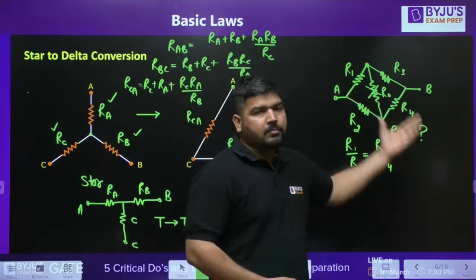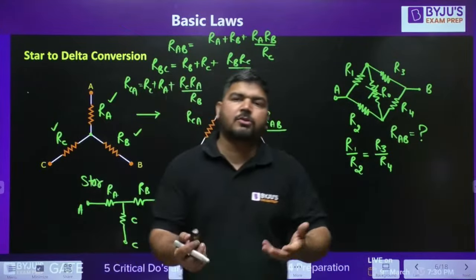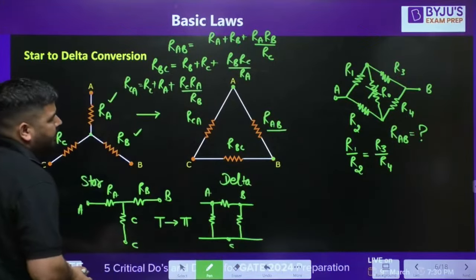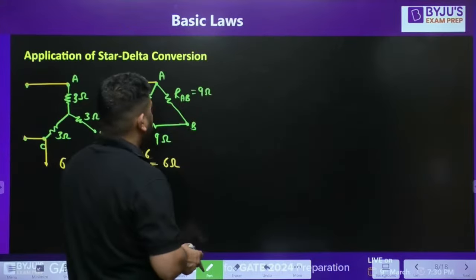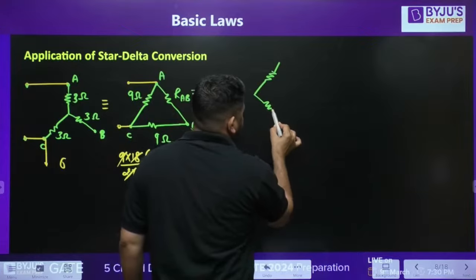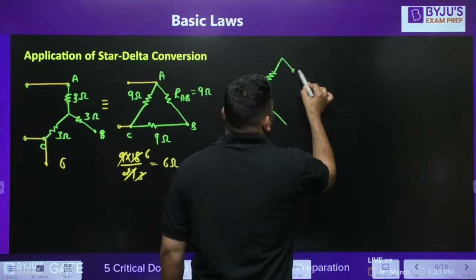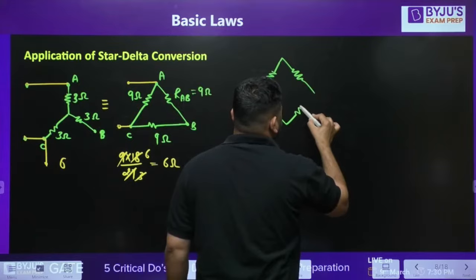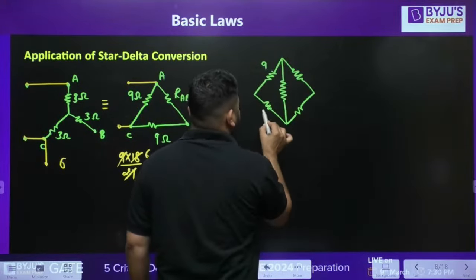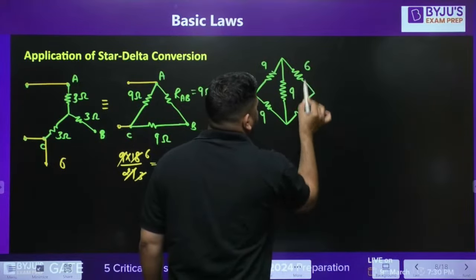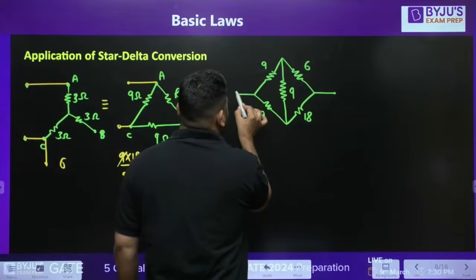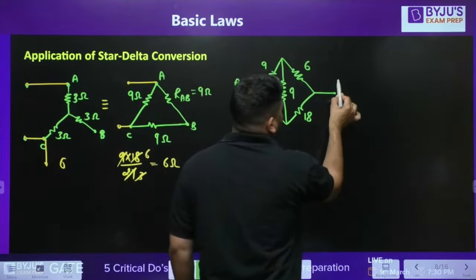Let's say we have some bridge connection and in that the bridge is not balanced. So how to calculate the equivalent resistance? Let's say the circuit is like this. Let's say this is 9, 6 and 18. Now can you tell me whether this bridge is balanced or unbalanced?